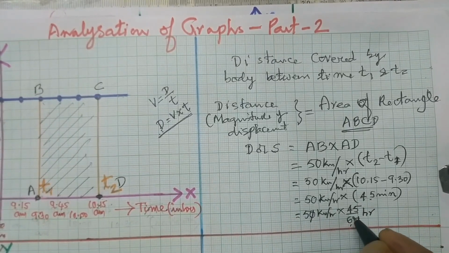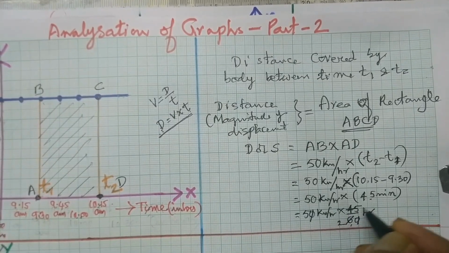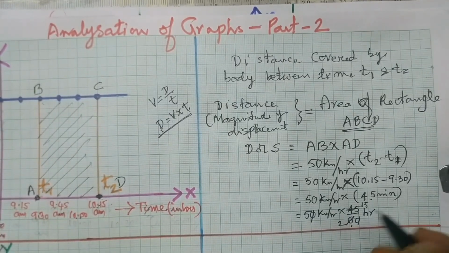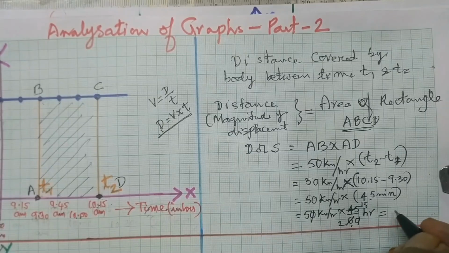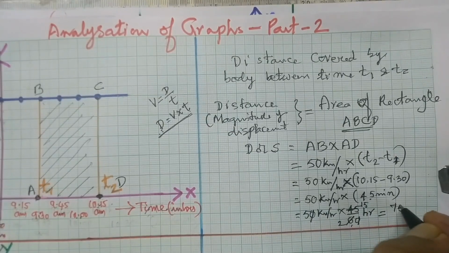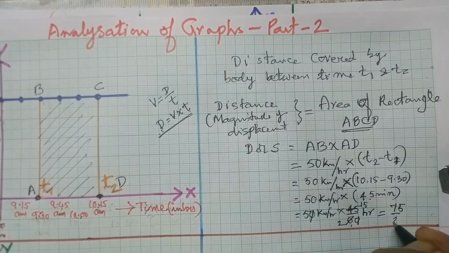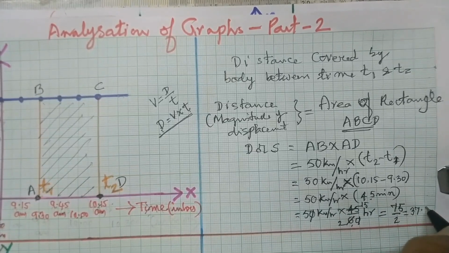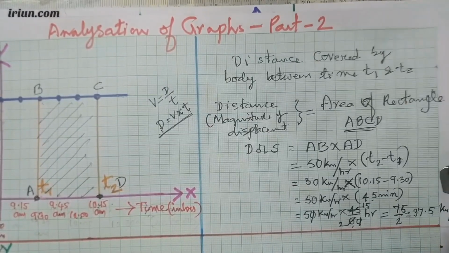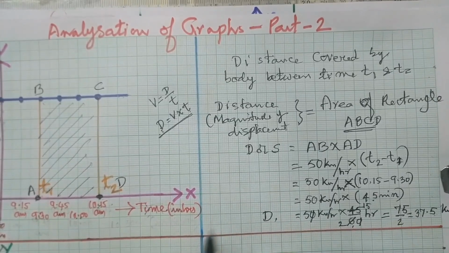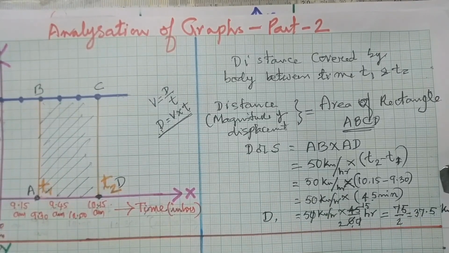Now, let us see the calculation. 3 5s are 15, it will go cancellation. Then finally, what is the answer? Just you check it. If you multiply it, 15 5s are 75 by 2, that is equal to 37.5 kilometer, not per hour, kilometer only. This is distance. Now, we are calculating distance, that is 37.5 kilometer. This is the way of calculation of the distance from the velocity time graph.